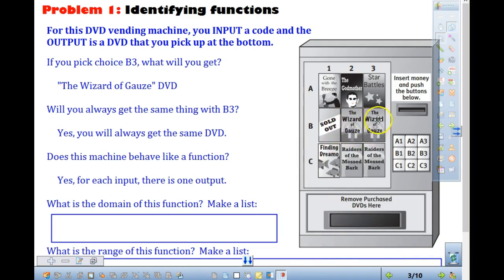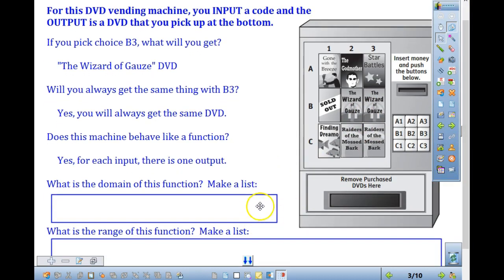But there are two Wizards of Oz that come out, right? That doesn't matter. If I put in B2 and if I put in B3, I will get that output. So it is a function, even though I have two things giving me that same output. So what is the domain of our function? We want to make a list of that. Our domain is A1, A2, A3, B1, B2, B3, C1, C2, C3.